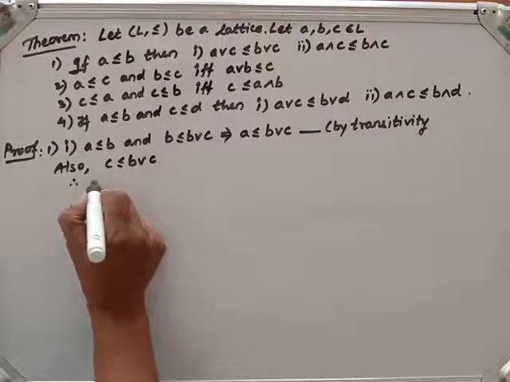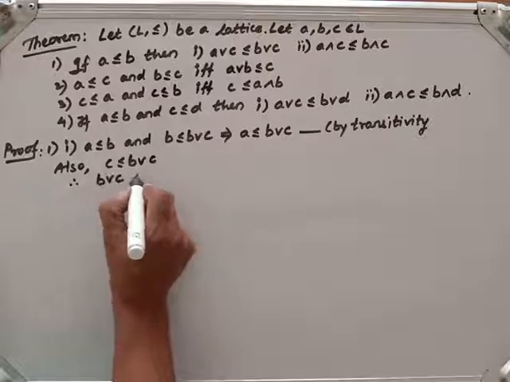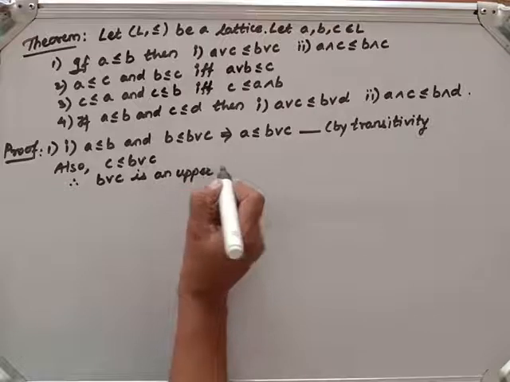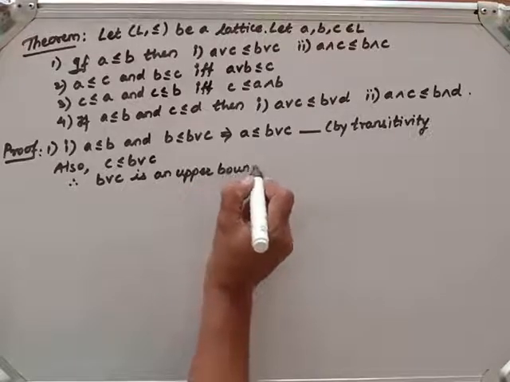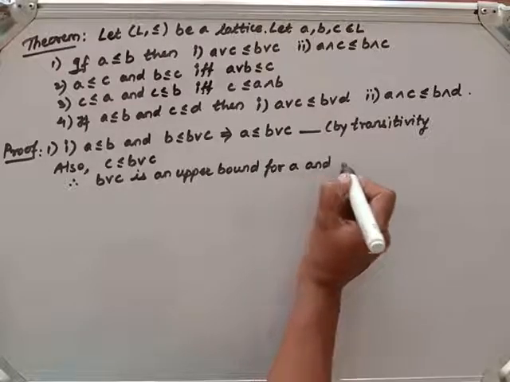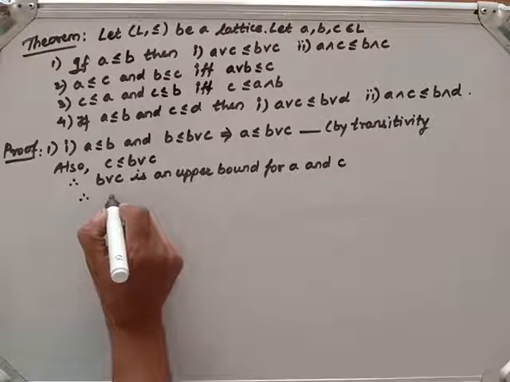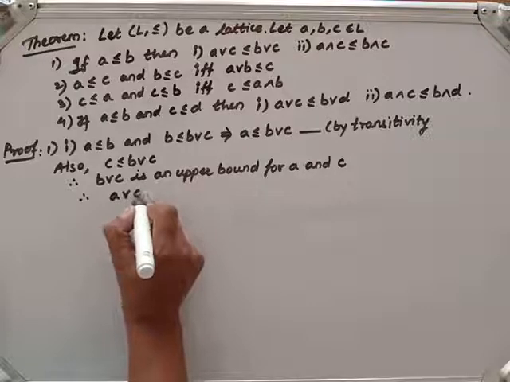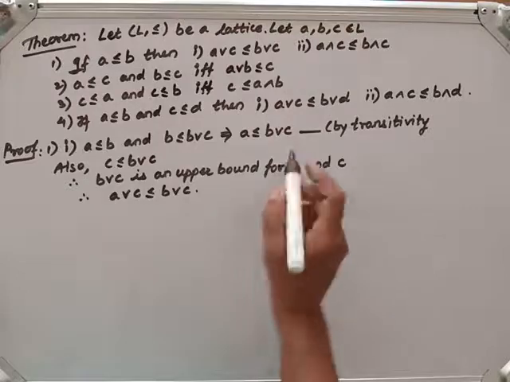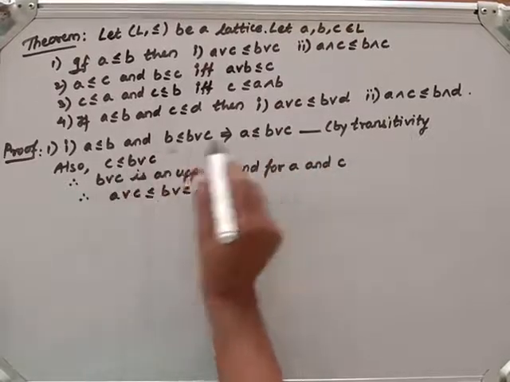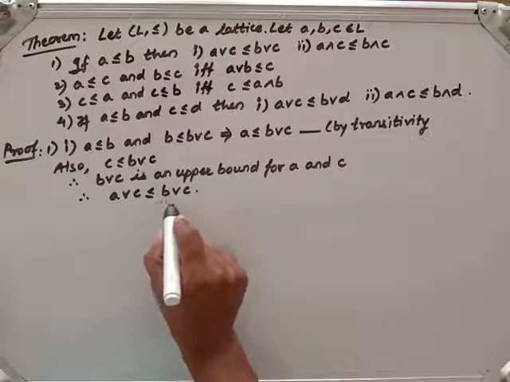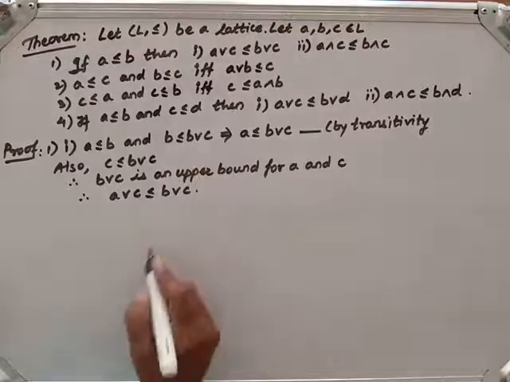So therefore what can we say? B join C is an upper bound for A and C. Therefore what can we say? A join C related to B join C. B join C will become an upper bound for A as well as C. But A join C is the least upper bound, so this is related to this one.